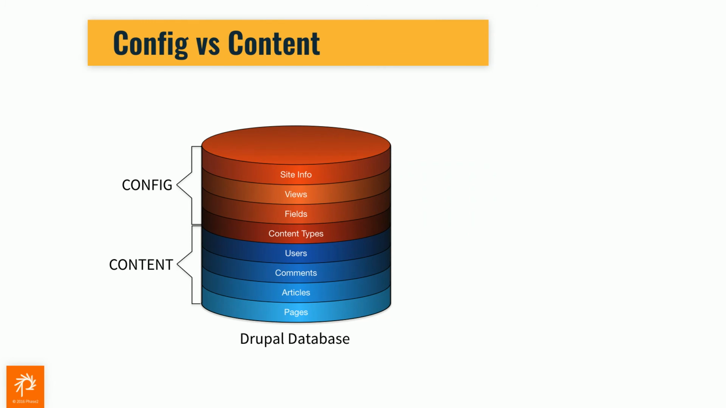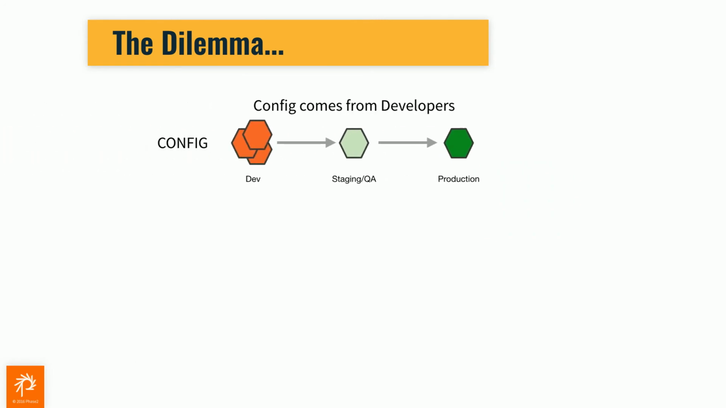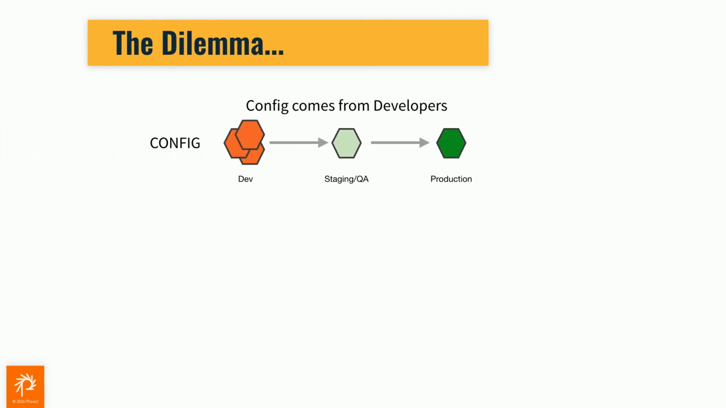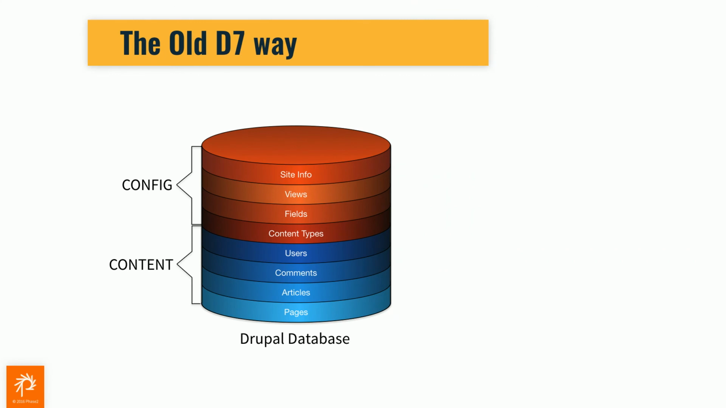And the problem is those are both in the same database. The dilemma is that your configuration is coming from your developers, working on your content types and your fields and your views, but your content comes from your production users. They're the ones on the actual production site creating articles and blogs, commenting and so forth. So how do you take those two pieces of the database and merge them together? How do you pull the config from the developers and the content from the users and keep doing that over and over as you update your site?